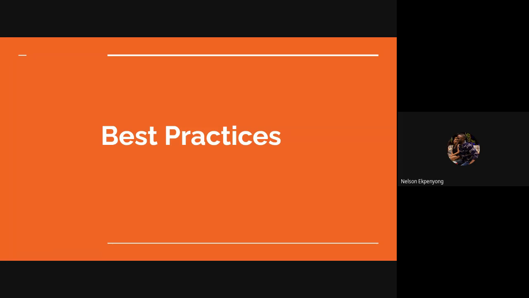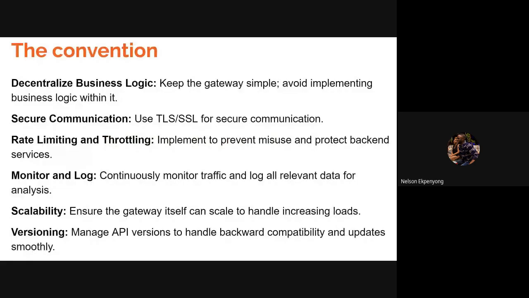So let's quickly go through best practices. You want to decentralize your business logic. Keep the gateway simple. Avoid implementing business logic within it. This is a common mistake, right? Use TLS or SSL for secure communication. This is a no-brainer. You cannot talk about security in microservices without using any of these standards.